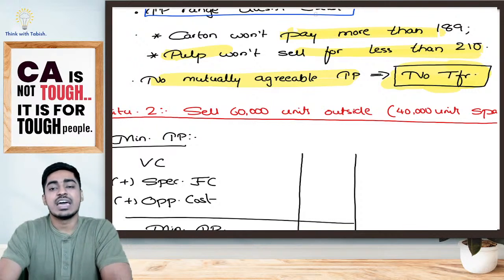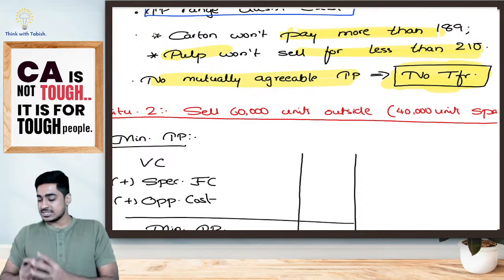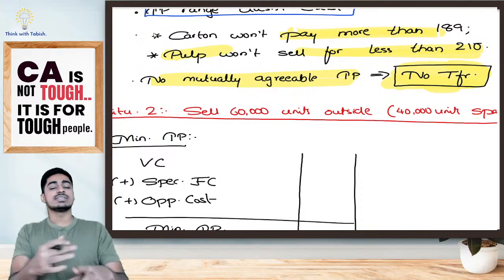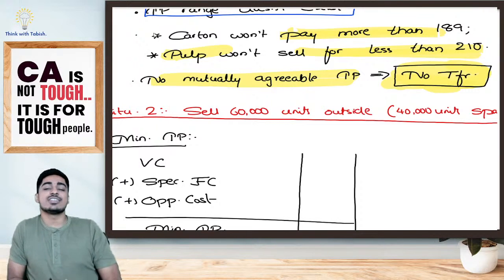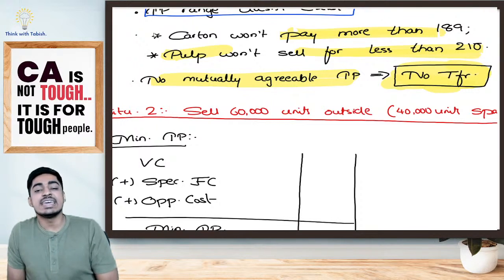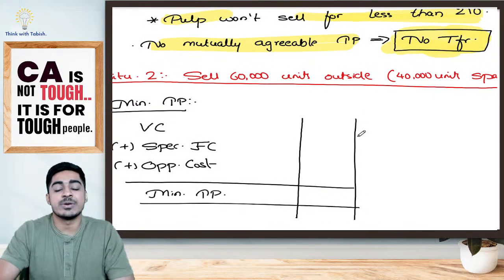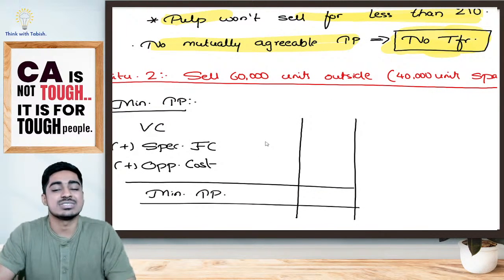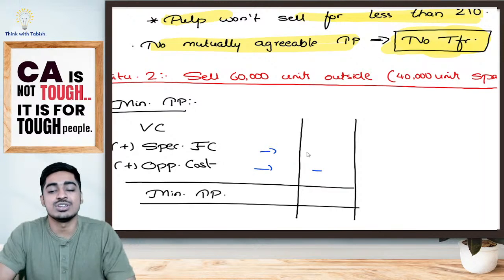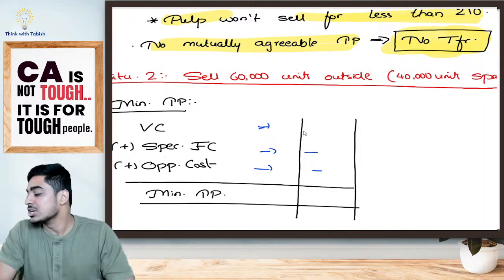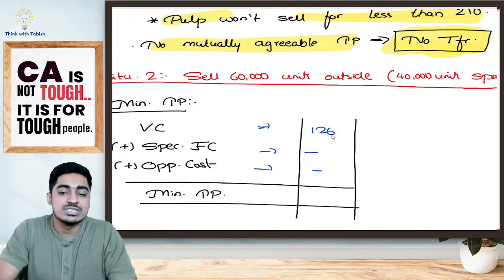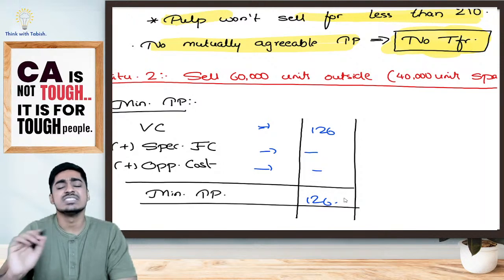So I have no contribution loss. If I sell 60,000 outside and transfer 10,000, I'm still selling only 70,000 in total. I'm not sacrificing any external sale. So how much minimum do I want? Give me my variable cost. That is sufficient. I have no opportunity cost and no specific fixed cost. What is my variable cost? 126. Giving me 126 is sufficient.